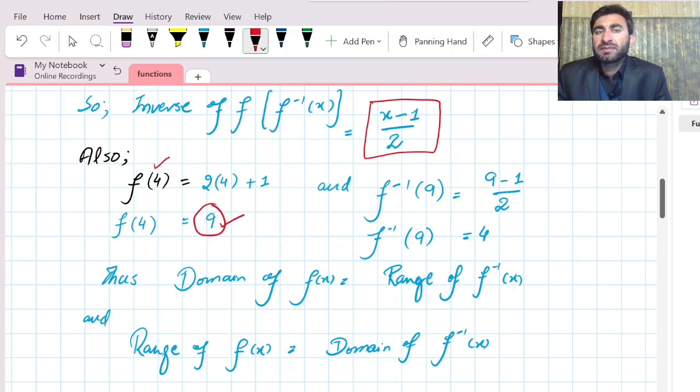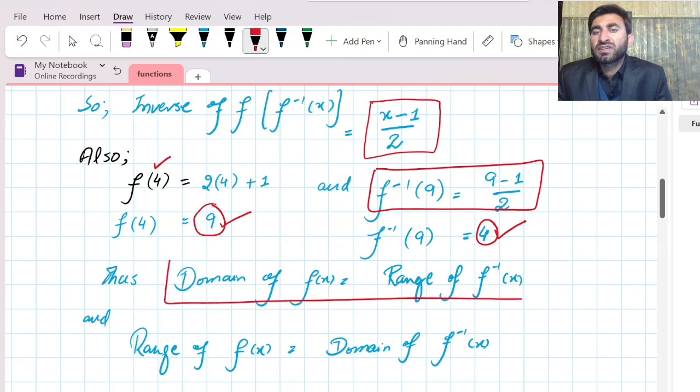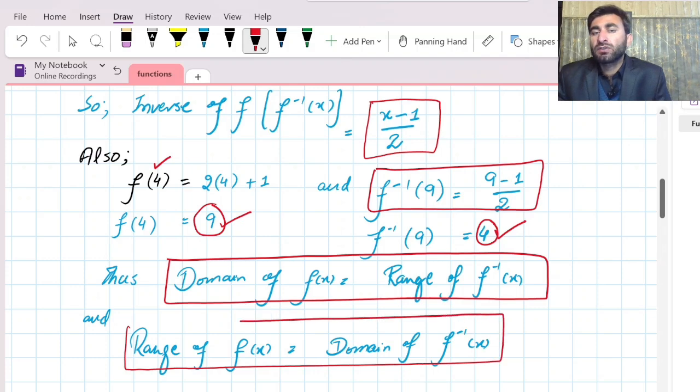And then I replace this 9, the output of f of 4, in the inverse of the function, and I get the result 4. So it clearly means that the input of the function f equals the output of the function f inverse, which can also be said as: the domain of the function f of x is equal to the range of the function f inverse of x. And similarly, we can also declare that the range of f of x is equal to the domain of f inverse of x. And these two things will be helpful in finding the domain and range of an inverse function in future.